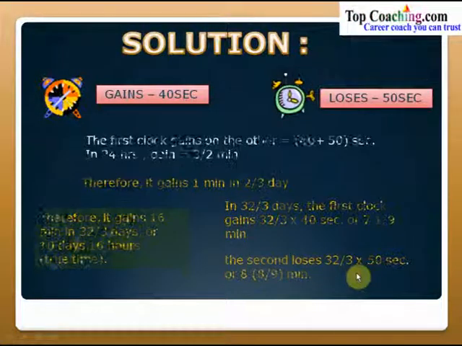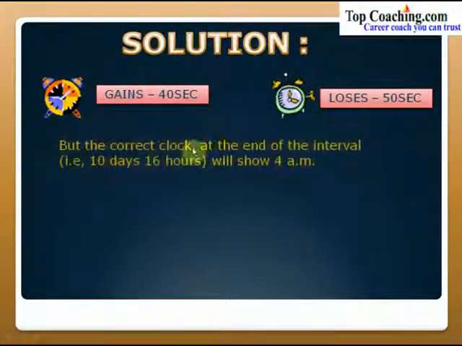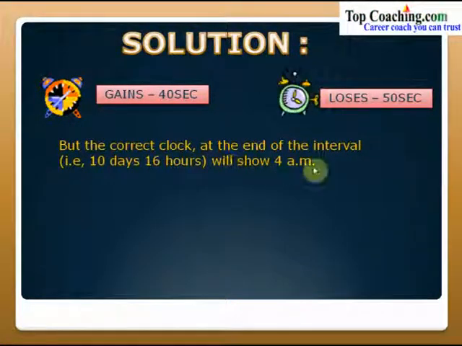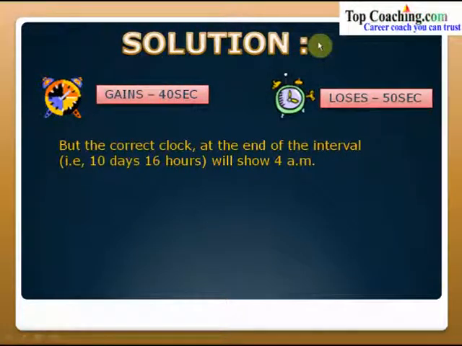So what we can say here is that the correct clock at the end of the interval, that is 10 days and 16 hours, will show 4 am. We have already seen that initially the clocks were at 12 and that was a correct time. In a correct clock, the time would be 4 am, because we got to add 10 days and 16 hours, and that would correspond to 4 hours in a correct clock. But again, this correct time would not be shown on these two clocks. This gains 40 seconds and this loses 50 seconds.